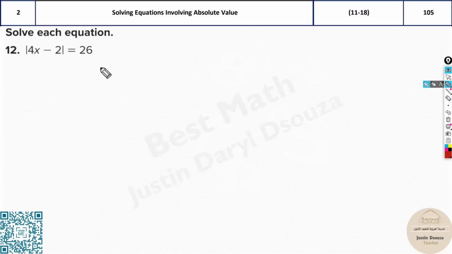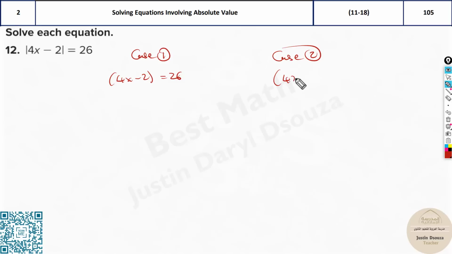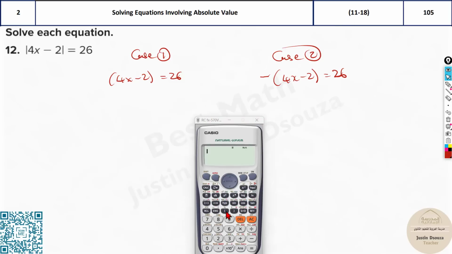Now, how about this one? Let us write the two cases first. Case 1, case 2. First, 4x minus 2 will be equal to 26. Another one will be 4x minus 2 equal to 26 itself, but with a negative sign here. Then we will take our calculator. All you do is type in. I'll use the brackets because it'll be just to put a negative sign in the second case. Close the bracket, equal to 26. Shift and solve. The first answer is 7.